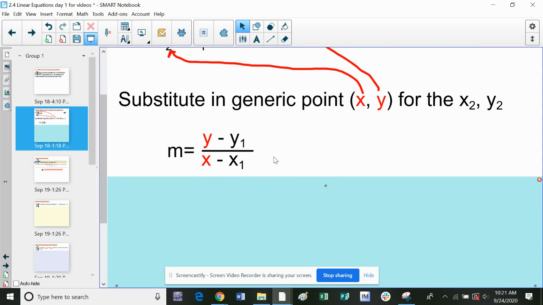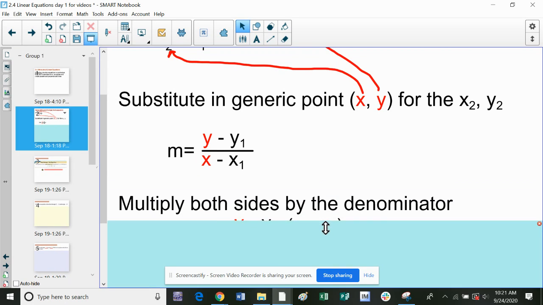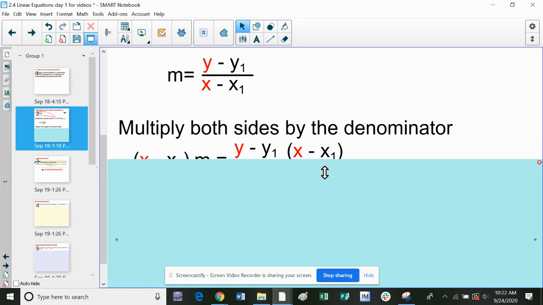Next step is multiplying both sides by the denominator. I don't want to have a denominator. I want my equation all on the main floor, like all on one line. So my denominator is this quantity right here, x minus x1. I'm going to multiply both sides of the equation by that so that I can simplify it from the right-hand side. Let's take a look at what that looks like.